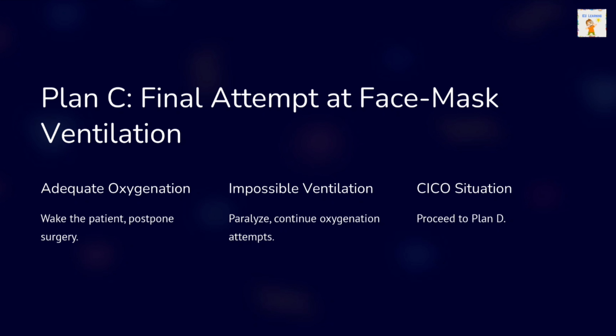If face mask ventilation is impossible and the patient is paralyzed, then we continue attempts at oxygenation through face mask, supraglottic airway device, and nasal cannula. At this point we have to declare a cannot intubate, cannot oxygenate situation, and we have to proceed to plan D if oxygenation cannot be maintained. In the case of critical care patients, plan C is generally not an option, and from plan B we have to go to plan D.